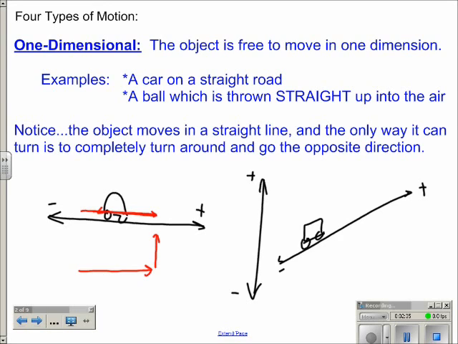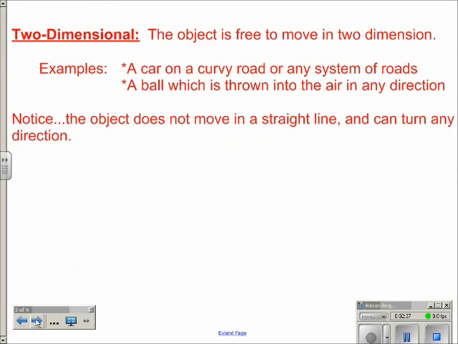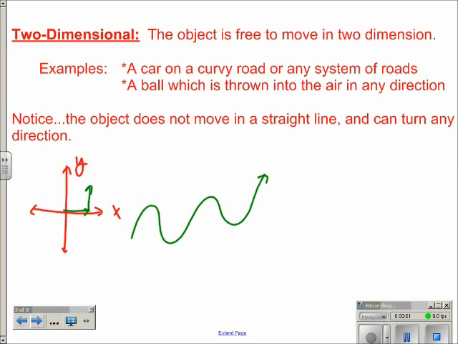Which brings us perfectly into the second type of motion, which is 2-dimensional motion. Now the object is free to move in 2 dimensions. So 2 dimensions means that you're going to have kind of an X direction and a Y direction like you would in math class. So your object could theoretically drive this way and then turn. Examples of 2-dimensional motion would be a car on a curvy road. That's 2-dimensional motion. A ball being thrown up into the air.